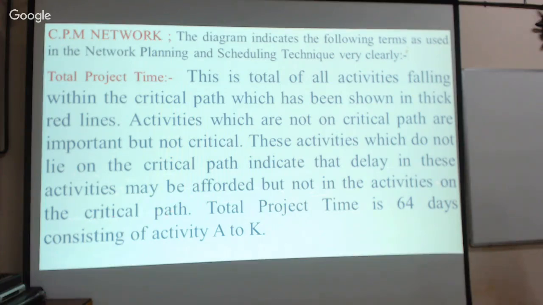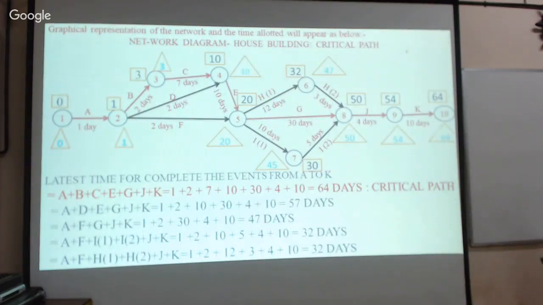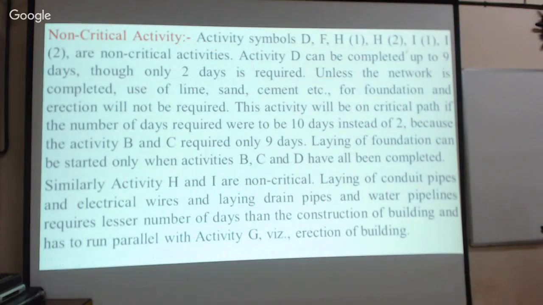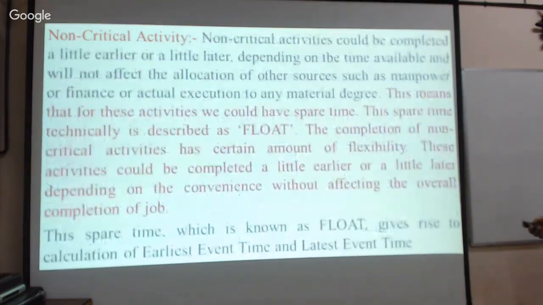Total project time is how much? 64 days, consisting of activities A to K. Now, this we have already explained and discussed. This is a repetition of the figure to show you the non-critical activity symbol DF. Now I will discuss this also, how many days are required. I told you that VEC required only 9 days, but what is the time available? It is printed for your reference.